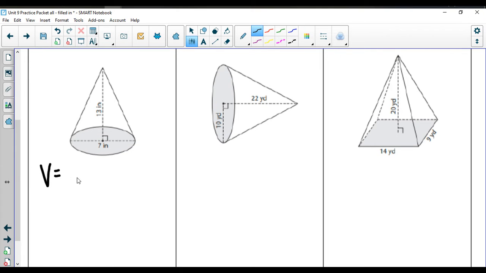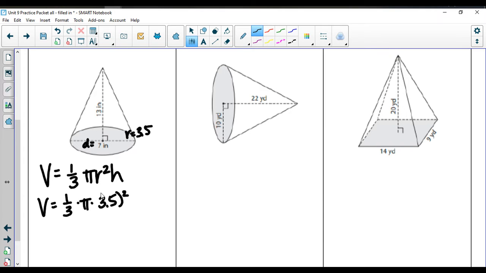For the volume of our cone, we have 1/3 pi r squared times the height. So we plug in 1/3 times pi. They give us a diameter here, so our radius is going to be 3.5. So we have 3.5 squared times our height of 13, which is shown in the picture right there. So calculator problem then, 1/3 times 3.14 times 3.5 squared times that height of 13 gives us a total volume of 166.68, which does get rounded right there, and that's inches cubed.